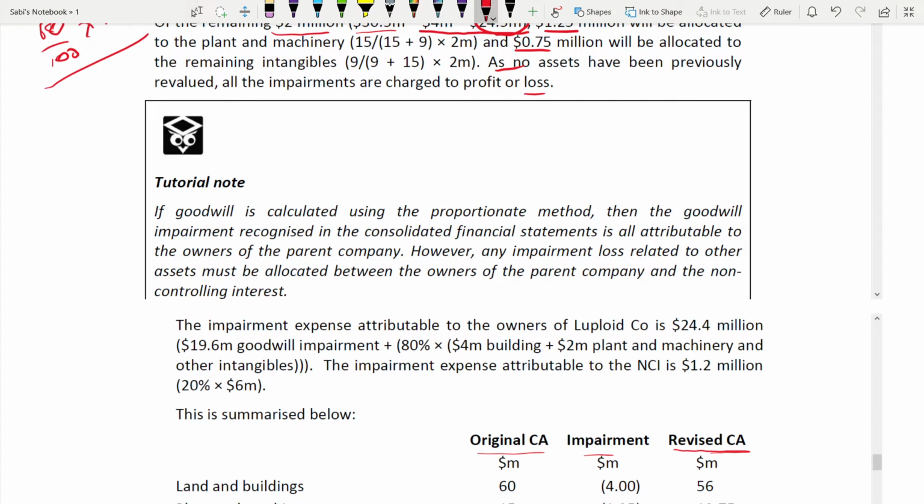If goodwill is calculated using the proportionate method, then goodwill impairment recognized in the consolidated financial statements is all attributable to the owners of the parent company. This you have to understand. When proportionate, whatever is in the consolidated financial statements, the goodwill impairment will go to the parent only. However, any impairment loss related to other assets must be allocated between the owners of the parent and the NCI. That's why we have taken the grossed up figure, because when we are allocating it to the other assets, it must be allocated between the owners and the NCI. That's why we have grossed it up.